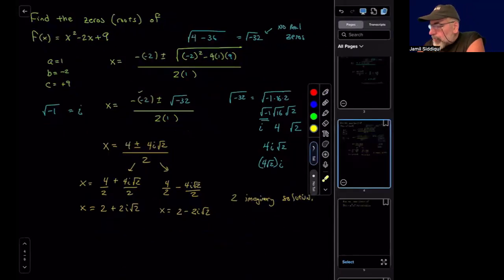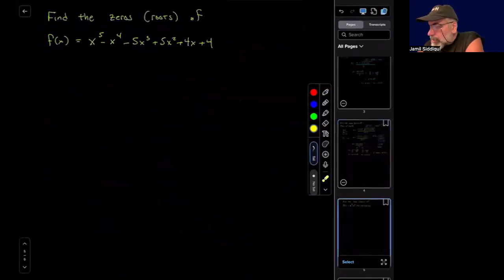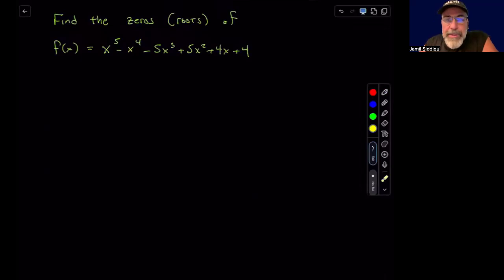I'm going to try one more problem before I give you a chance to try some on your own. So here's our last one today. Find the zeros of this particular function. I'll give you a second to think about it while I pause the recording. Let's see how you did with this one.